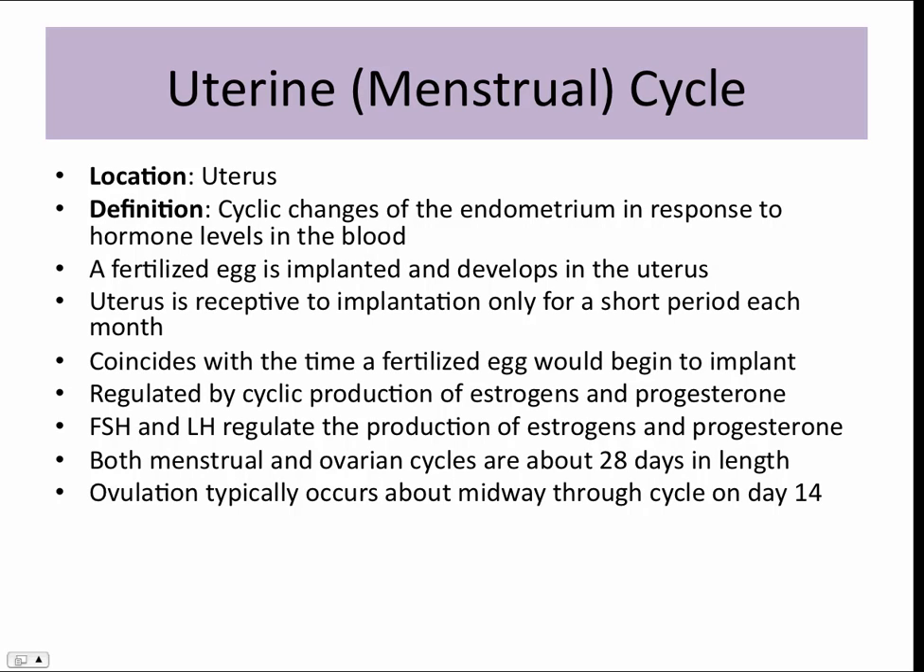Okay, now let's take a look at the uterine or menstrual cycle. All this occurs within the uterus, and these are cyclic changes of the hormones that are going to help the maturation of that endometrium, that inner lining of the uterus, to prepare the body for implantation of that fertilized egg.